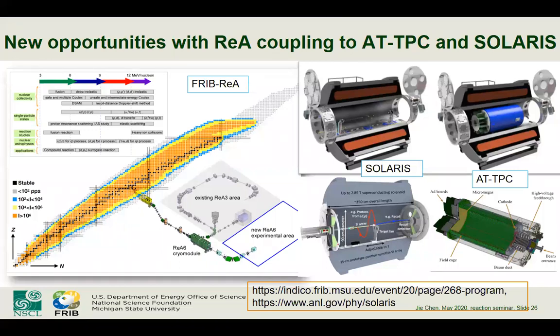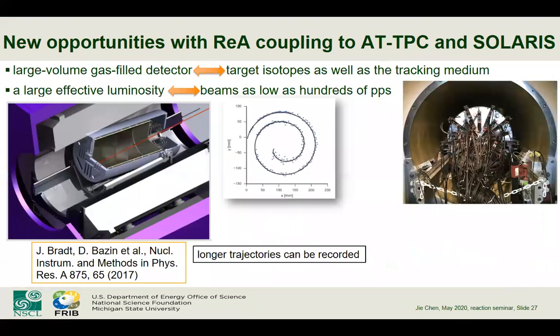And SOLARIS in the silicon mode is quite similar to the design of HELIOS, but with the silicon array at both upstream and downstream of the target. So we can also put the ATTPC into the magnetic field of SOLARIS. This will give more advantages for the detection with ATTPC, which I will show you in the next slides.